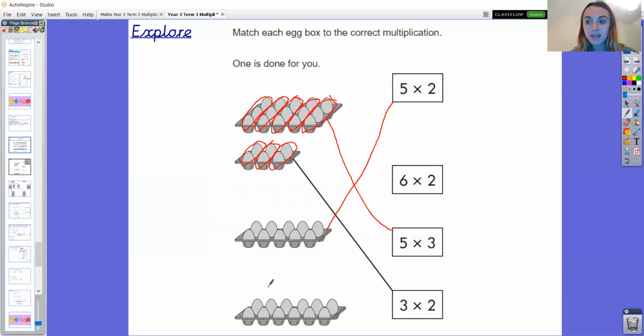We're going to count the columns and then check the amount of eggs inside each column. 1, 2, 3, 4, 5, 6. There are 6 columns. And how many eggs are inside each column, Year 2? Well done, there are 2 eggs in each column. So this shows 6 lots of 2, 6 times 2. Brilliant, well done, Year 2.